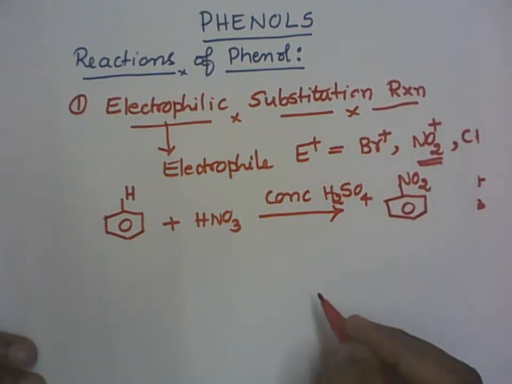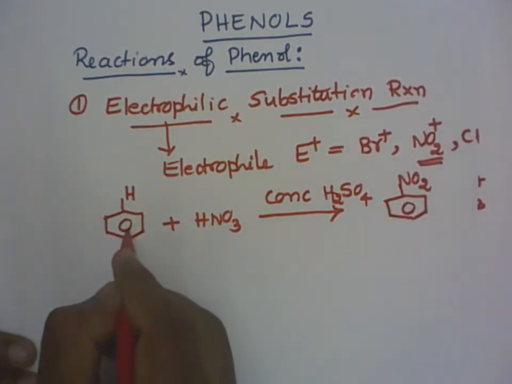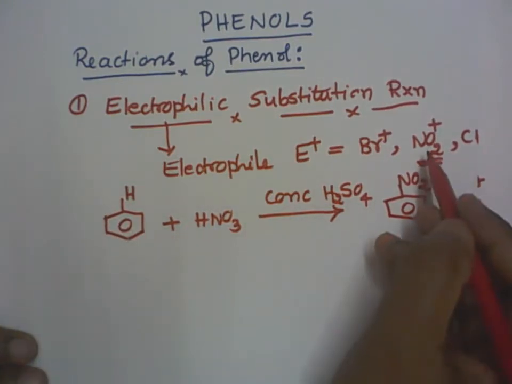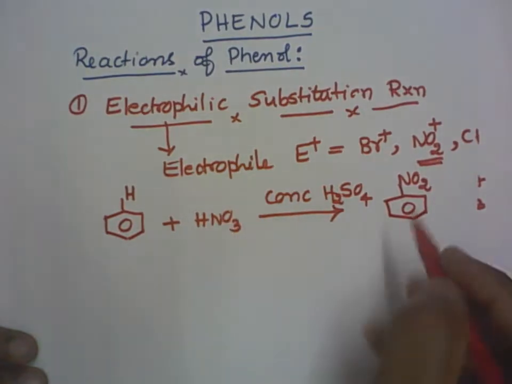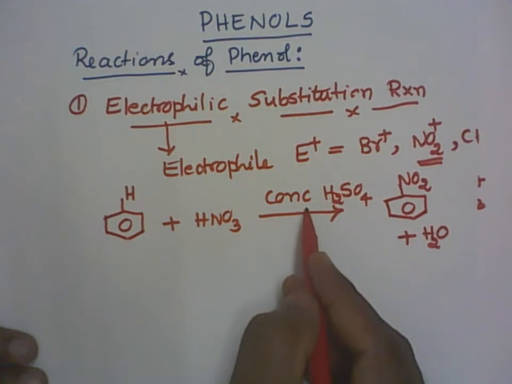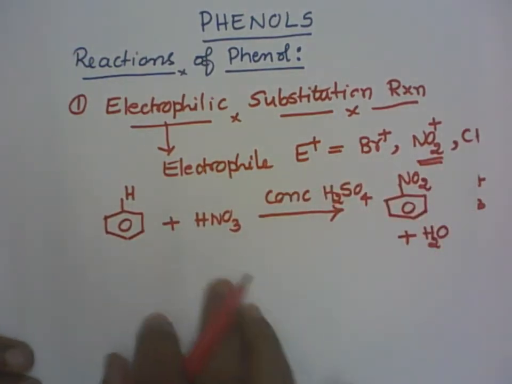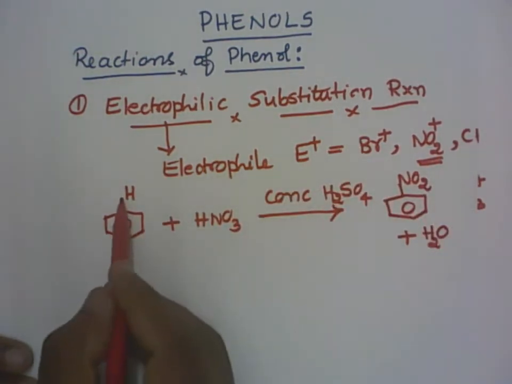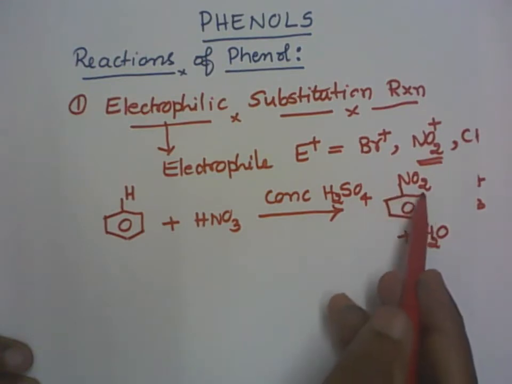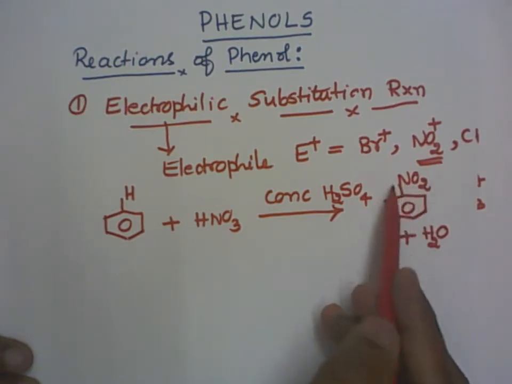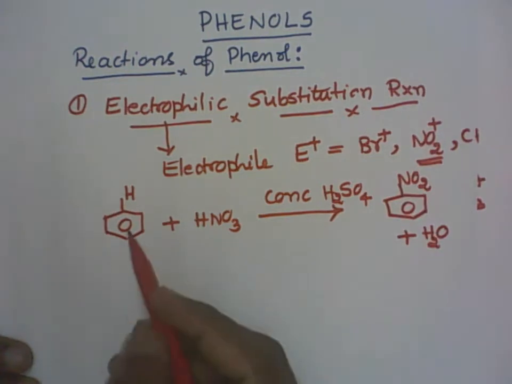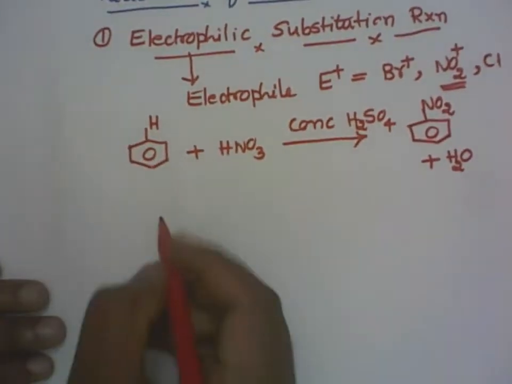We'll get nitrobenzene. Remember, benzene is electron rich, and can easily attack the electrophile NO2 plus produced in the reaction, and the side product is a water molecule. Sulfuric acid acts as the dehydrating agent, removes the water molecule, right? This is the example of electrophilic substitution reaction. One atom replaced by another atom or group of atoms, and the group of atoms should carry the positive charge, electrophile.